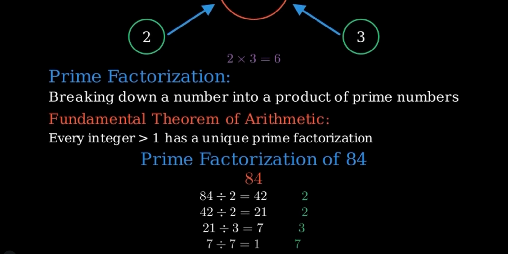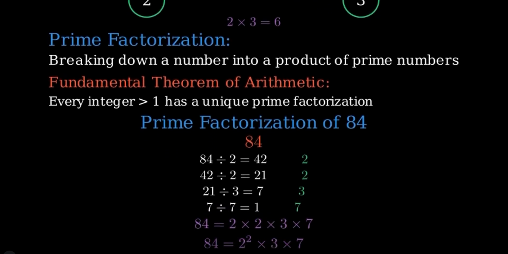Finally, we divide 7 by 7, which gives us 1. Since we've reached 1, we're done. So the prime factorization of 84 is 2 times 2 times 3 times 7, or 2 squared times 3 times 7. Another way to find the prime factorization is using a factor tree.